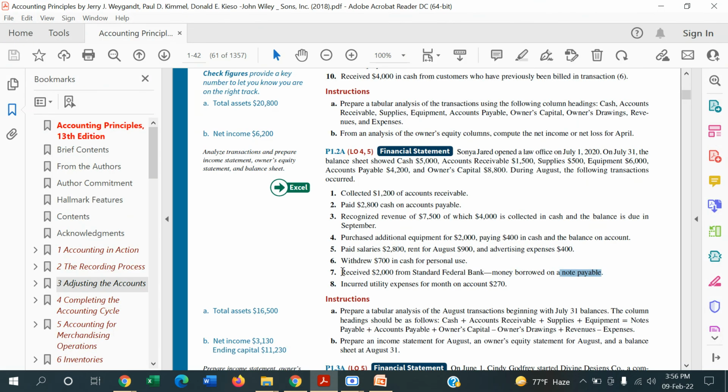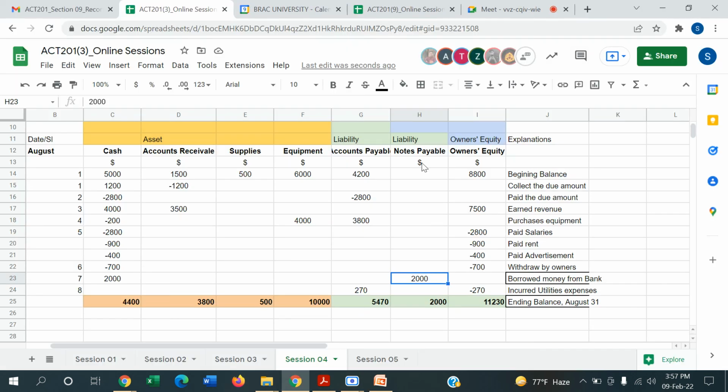What if they just mention received 2,000 cash from bank or borrowed money from this bank $2,000? If they don't specify notes payable, in that case, what to do? Sir, accounts payable. It's better to write down a loan, because whenever you are borrowing money from the bank, it is not considered as an accounts payable. Accounts payable is being considered when you are purchasing something. If you borrowed money from other places, it's better to write it down as a loan. So if they just mention they borrowed this amount of money from the bank, instead of notes payable, we will just write down loan account. Loan is also a liability for the organization.